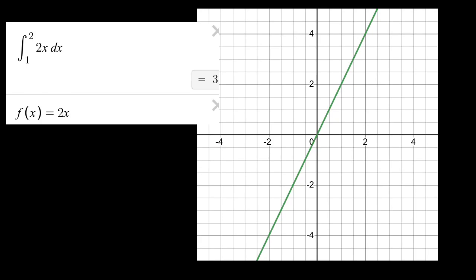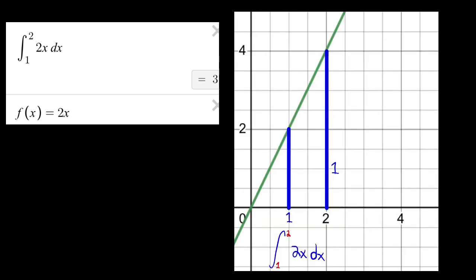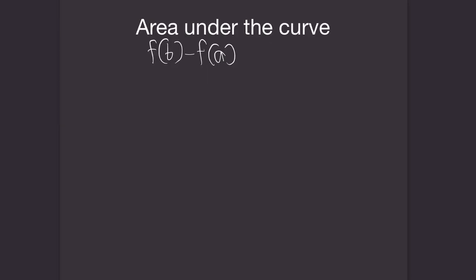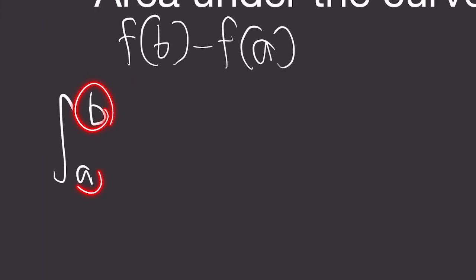The definite integral is the area under the curve between the two bounds. What this means is between the x values 2 and 1, the area under the curve y equals 2x is 3. So, a definite integral is the area under the curve at two certain points. As we saw earlier, the definite integral has these two bounds, b and a. b is the upper bound, and a is the lower bound.